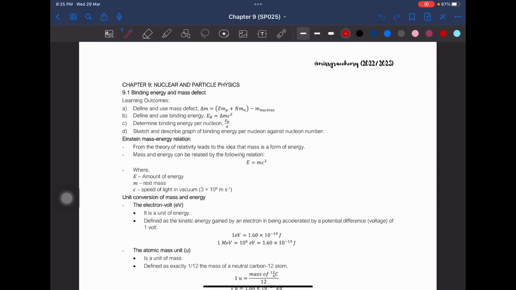Hello everybody, it's chapter 9 which is on nuclear and particle physics. So there are 4 subtopics in this chapter. The first one is on binding energy and mass defect.